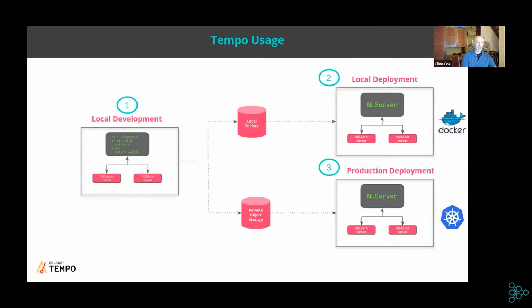And in terms of how you would bring it all together, and you'll see this in the demo later, these are the steps you'd go through. You have your local development where you're testing out your model, creating it, trying out different things, creating artifacts in local folders, and then you can test it out locally, and that will all just run on Docker. And then when you're ready to go, you can push it to the remote object stores you've got, and then that'll run remotely on ML Server, running on Kubernetes.